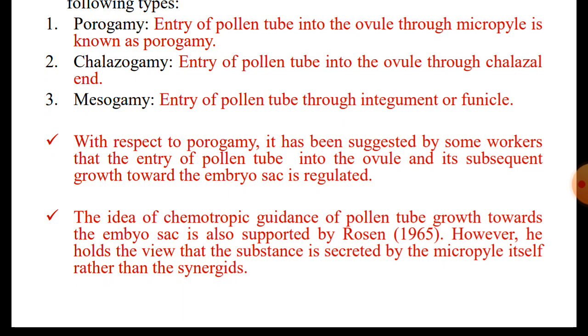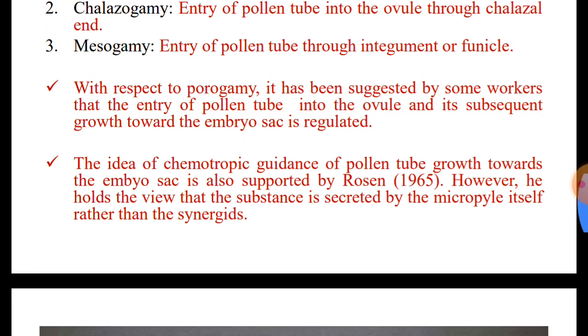With respect to porogamy, it has been suggested by some workers that entry of pollen tube into the ovule and its subsequent growth toward the embryo sac is regulated. The idea of chemotropic guidance of pollen tube growth towards the embryo sac is supported by Rosen 1965. However, he holds the view that the substance is secreted by the micropyle itself rather than the synergids.